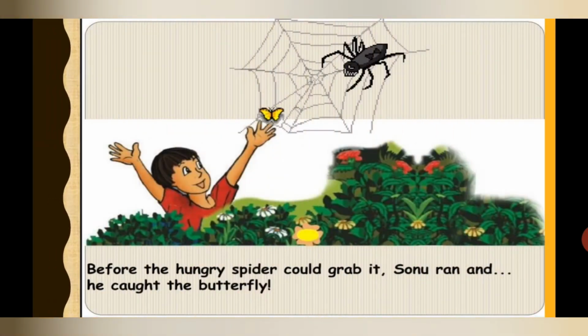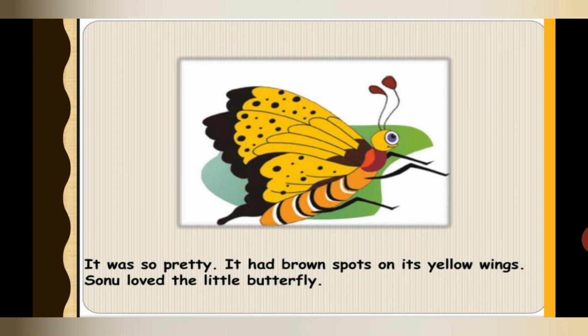and then before the hungry spider could grab it, Sonu ran and he caught the butterfly. Okay, but before that spider could catch the butterfly, Sonu ran there and he caught the butterfly. It was so pretty. It had brown spots on its yellow wings, and Sonu loved the little butterfly. Okay, and when Sonu caught that butterfly, he looked at it. It was very pretty, and he just loved that butterfly.